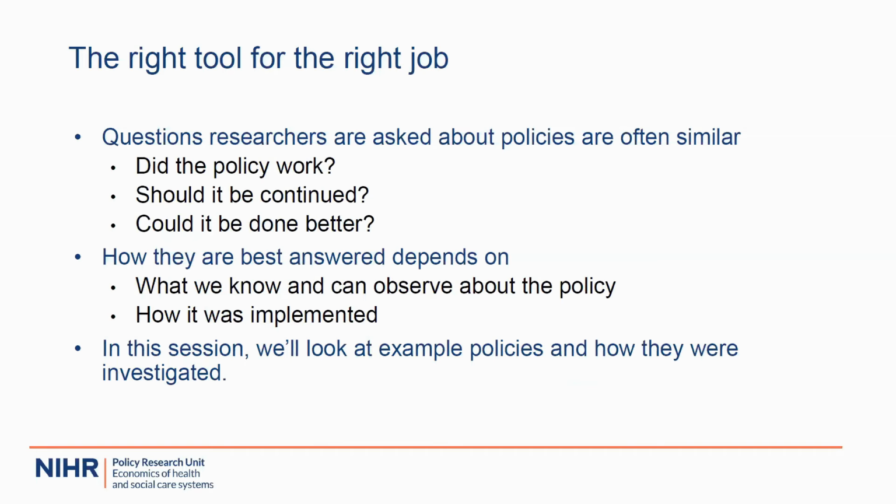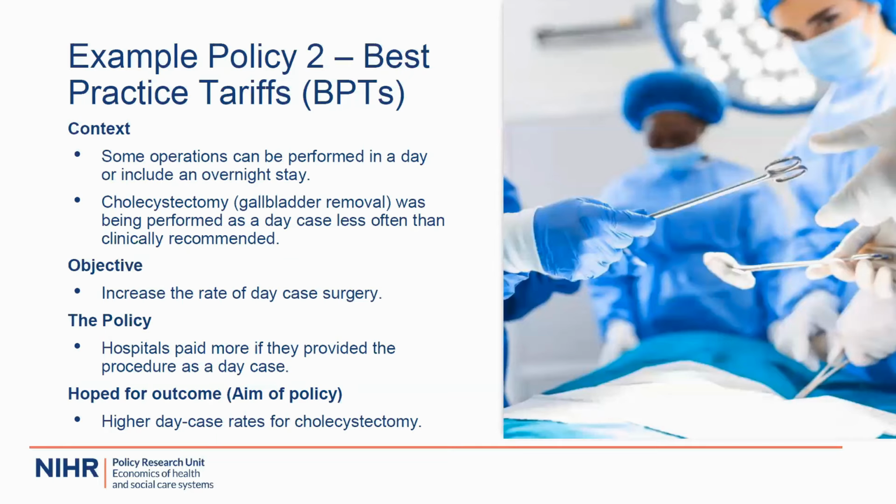And how those questions are best answered is often determined by what we know, what we can see about the policy and its effects. And we often use how it was implemented as well to try and pick the right tool from the econometric toolkit to answer the same sorts of general questions as did the policy work. So, as I say, for this session, we'll be looking at 3 example policies and how we investigated them.